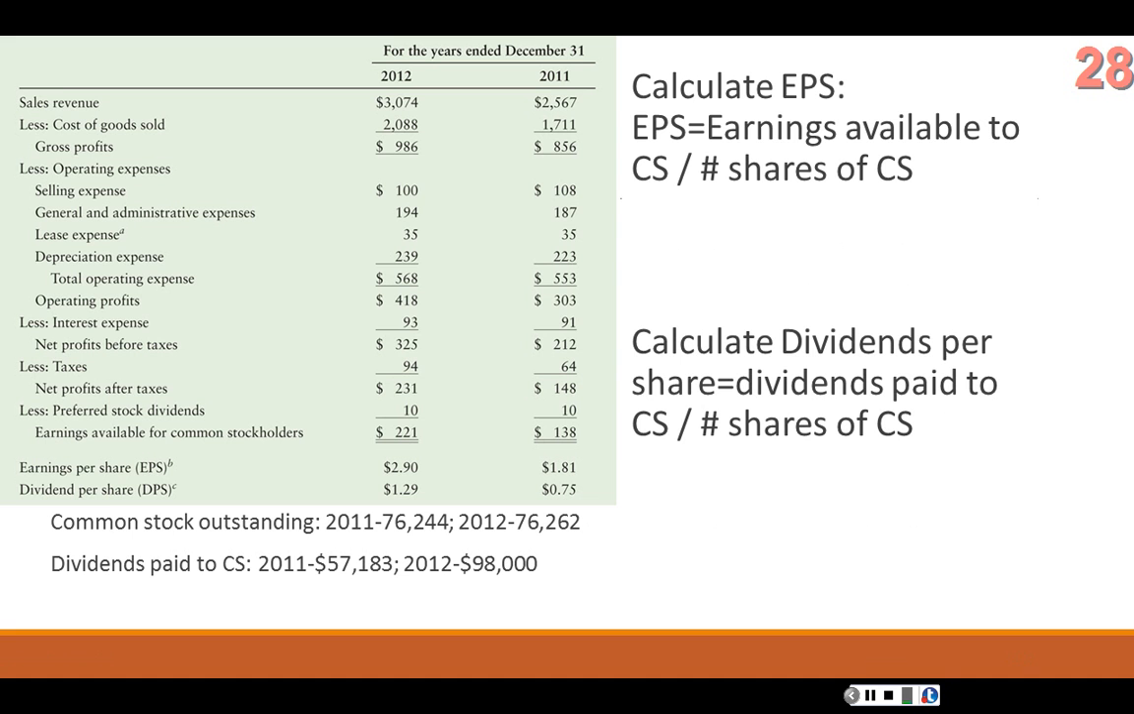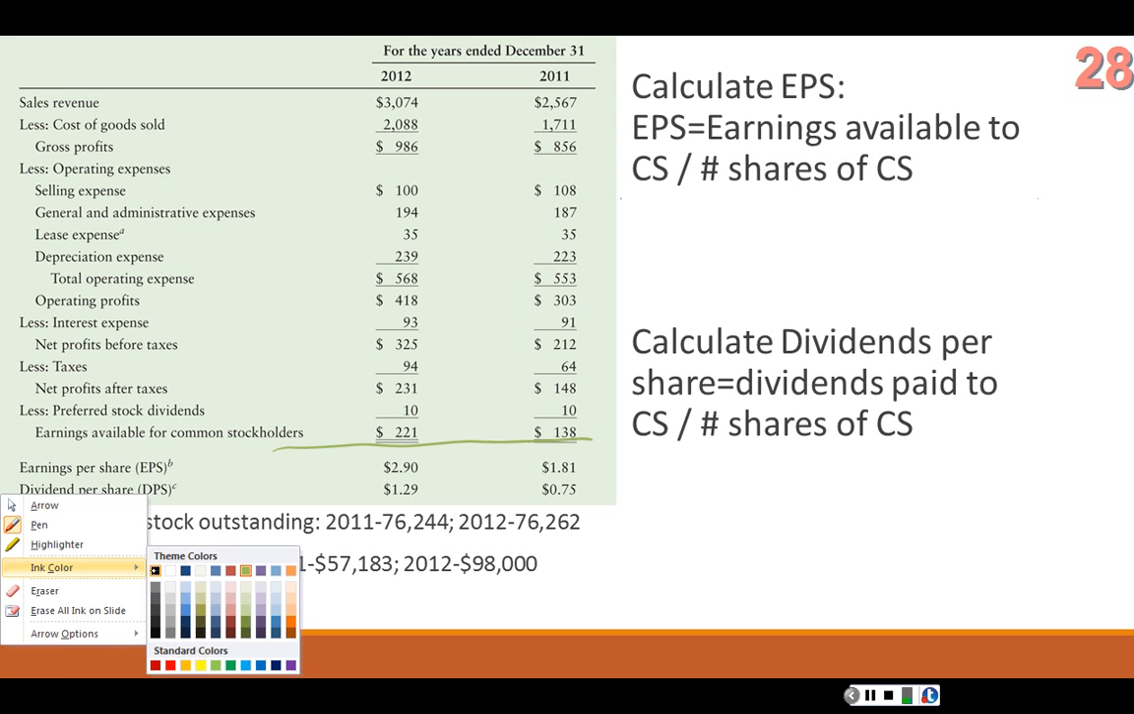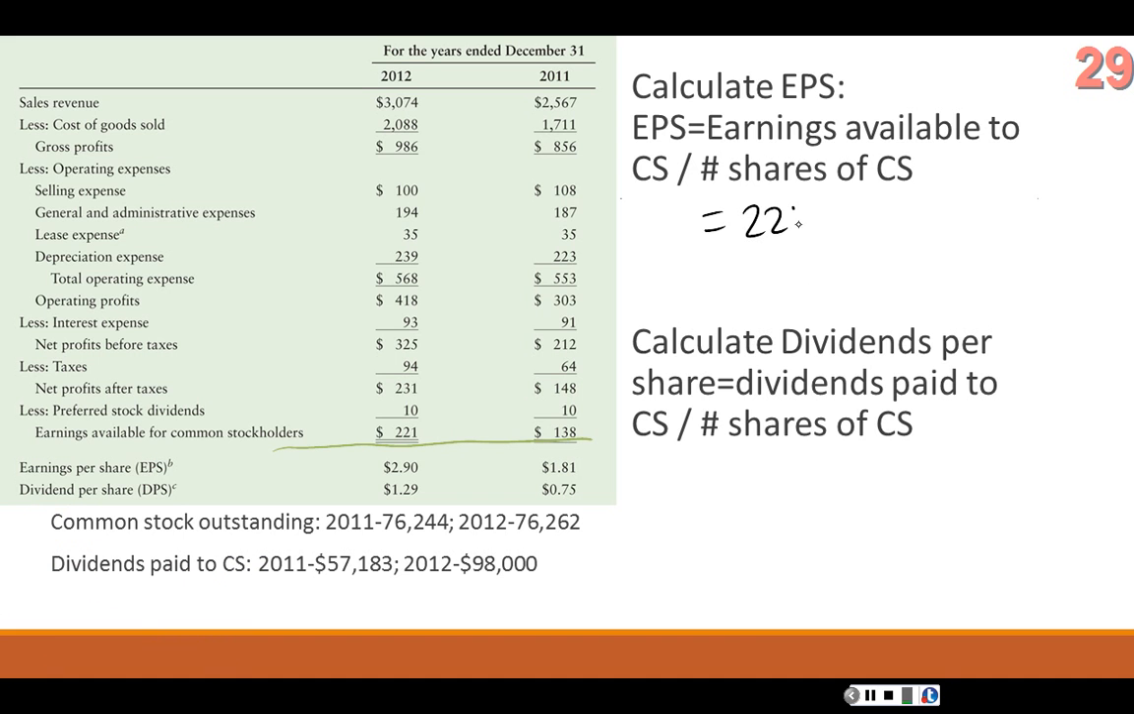So here's an example of an income statement, which is posted on Canvas, so you can print this out via your PowerPoint slides. But earnings per share is equal to the earnings available to common shareholders, right here at the bottom of the page. It's back on black ink. So that's equal to 221,000. And we divide that by the number of shares of common stock outstanding. And we see in 2012 that was 76,262. To give you earnings per share of $2.90. We could also calculate dividends per share. Dividends paid to common shareholders over the number of shares of common stock.